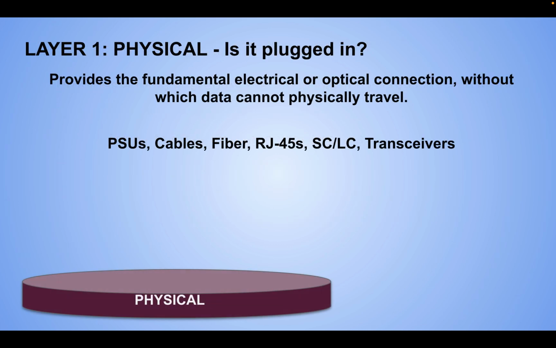So let's start at the very bottom. Layer 1, the physical layer. Is it plugged in? This is the tangible layer. This is all about the fundamental electrical or optical connections. Without this, data simply cannot physically travel. We're talking about the wires, the signals, the connectors, the actual stuff you can touch. Devices here include cables, power supplies, RJ45s, the fiber optic transceivers.